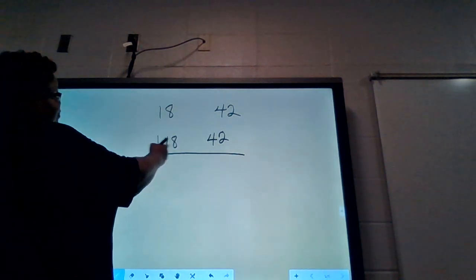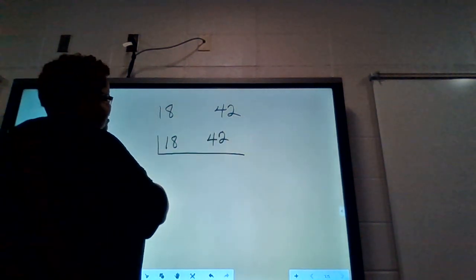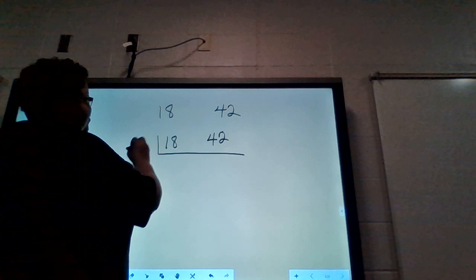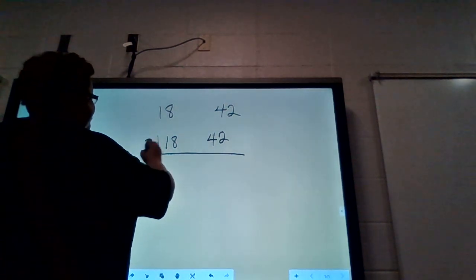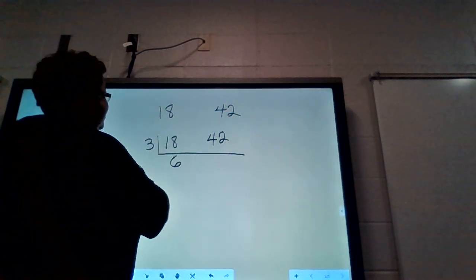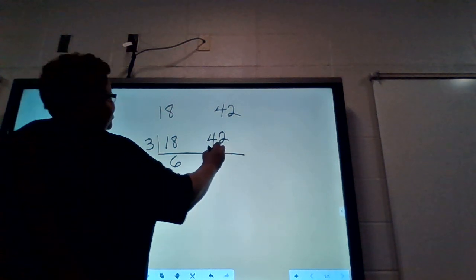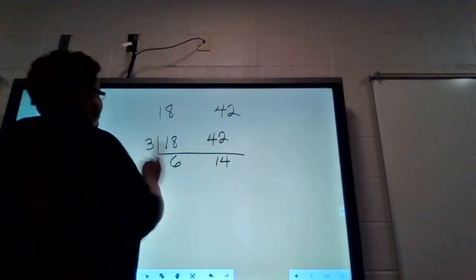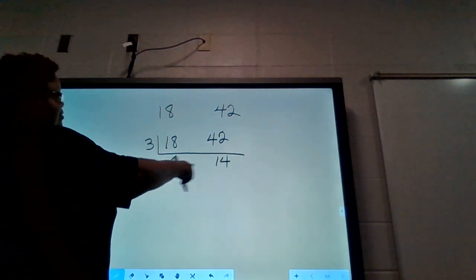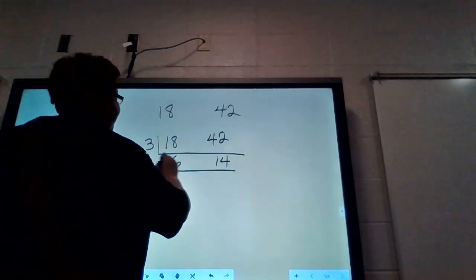So let's look. 8 plus 1 is 9. 4 plus 2 is 6. So they're both divisible by 3. 3 goes into 18 6 times. And 3 goes into 42 14 times. These are both even numbers, so they're divisible by 2.